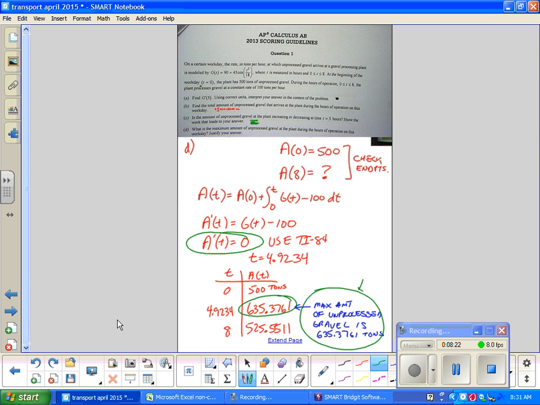So again, kind of a complicated problem. You have to catch and understand what's happening in the word problem, and often that's the big challenge. All right, keep practicing.